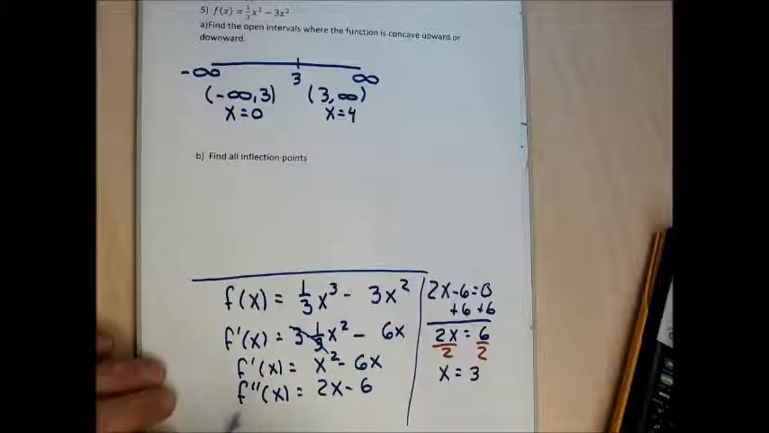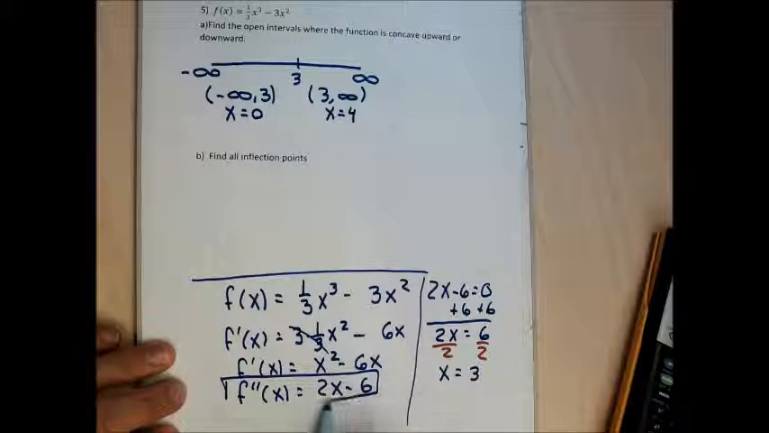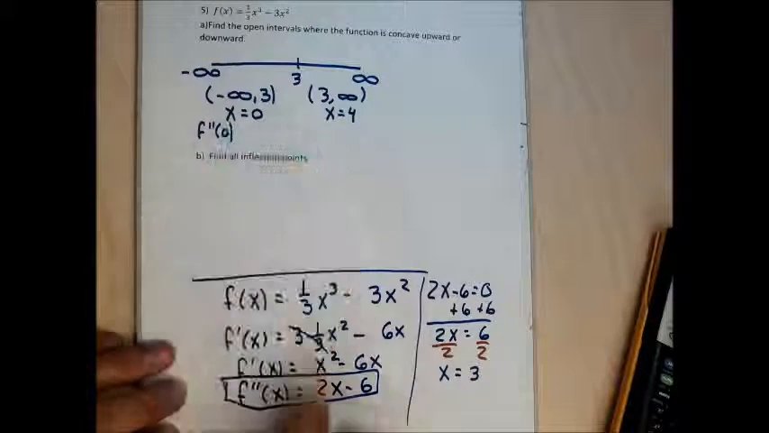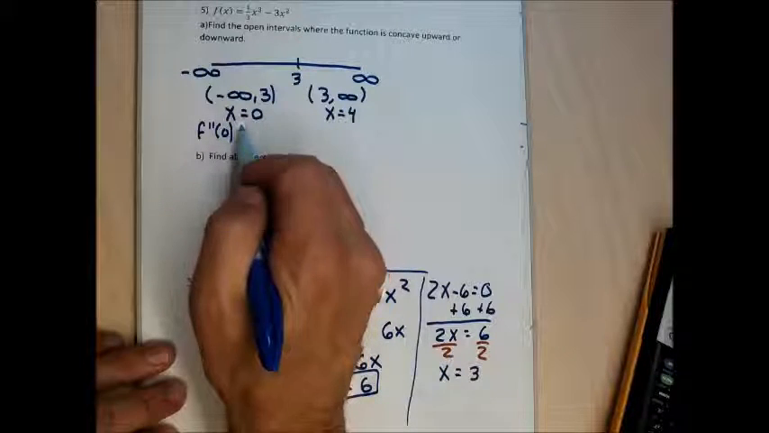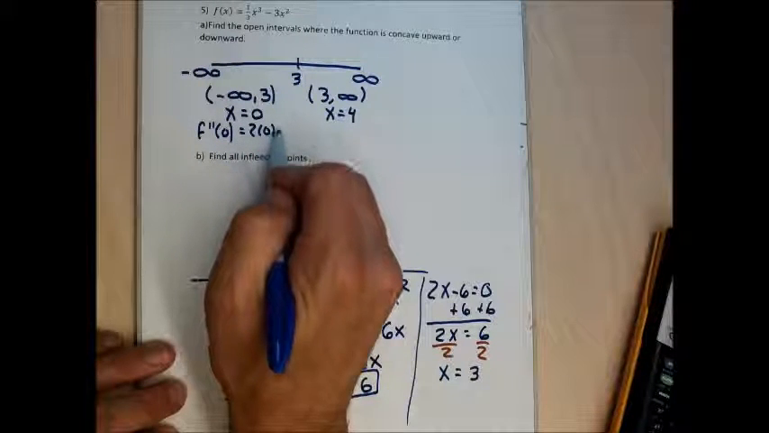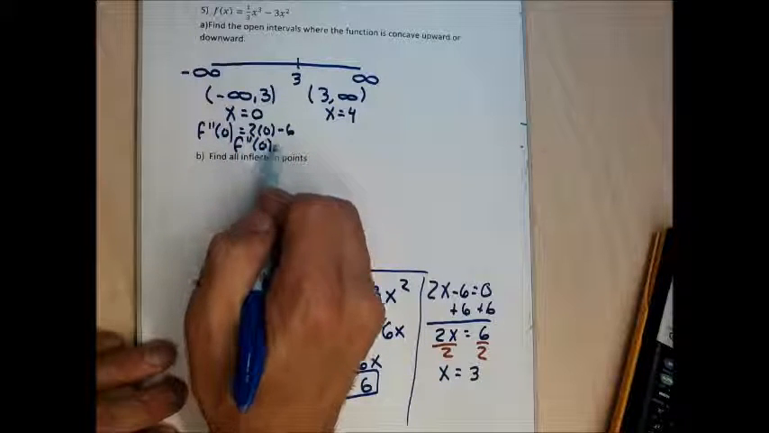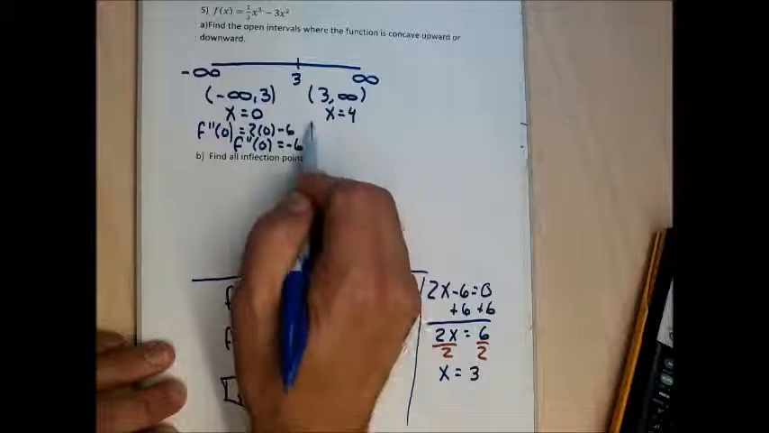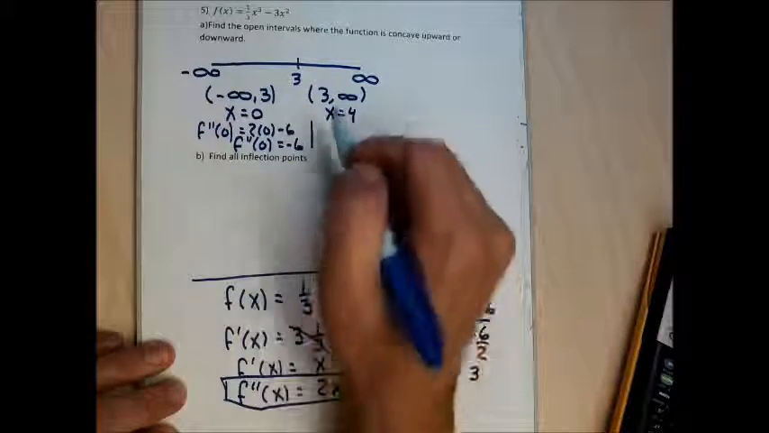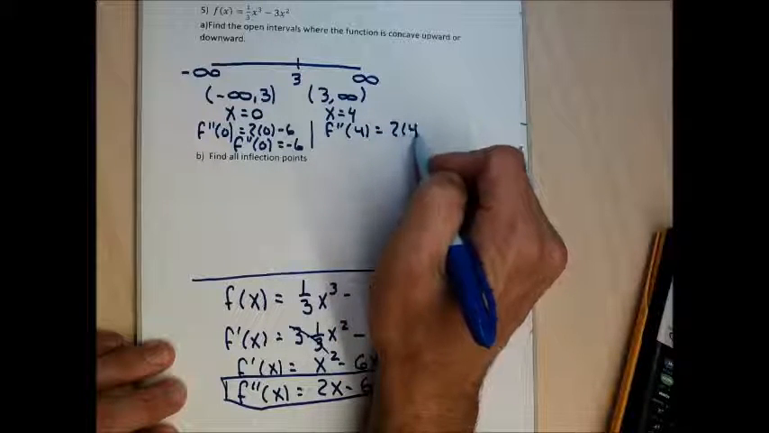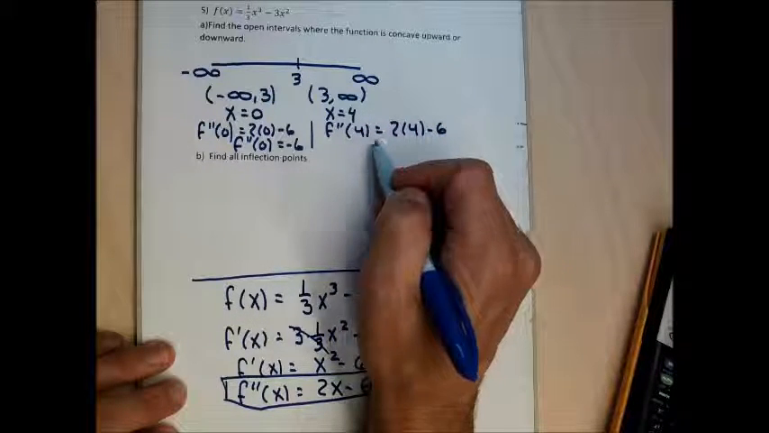For each one of these, I need to plug the number into the second derivative, and my calculator on the dy dx can't do that. That plugs number into the first derivative. So I'm going to do these by hand. I'm going to do f double prime of 0, which is going to be 2 times 0 minus 6. And that comes out to 0 minus 6, which is negative 6. In the next interval, I'm going to plug 4 into that and get f double prime of 4, which is 2 times 4 minus 6. That's 8 minus 6, which is 2.